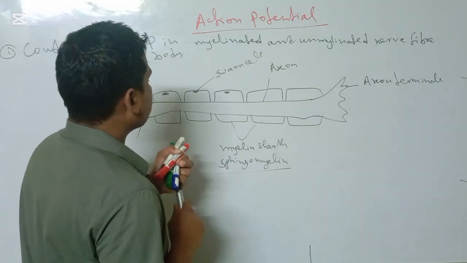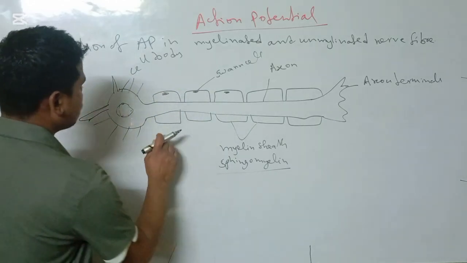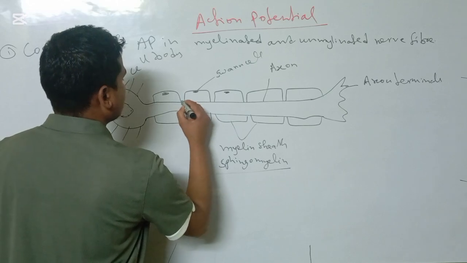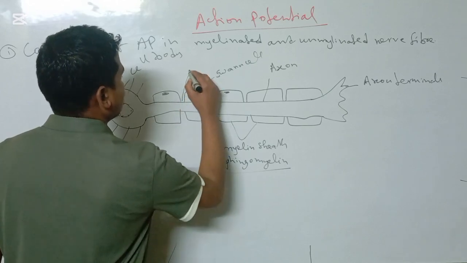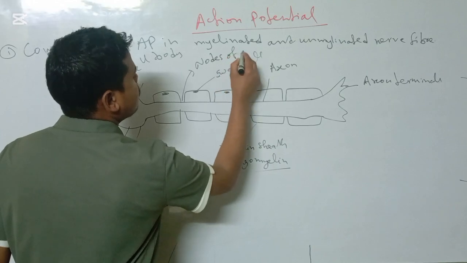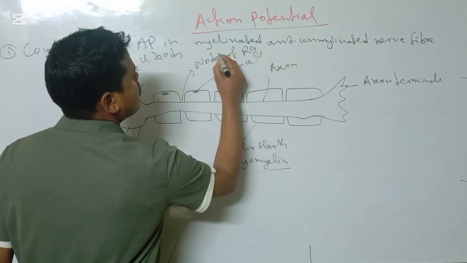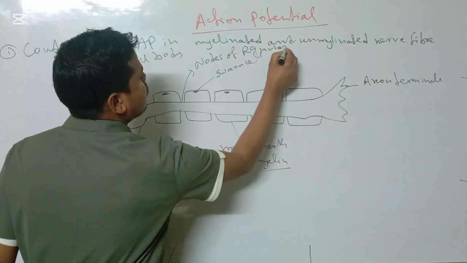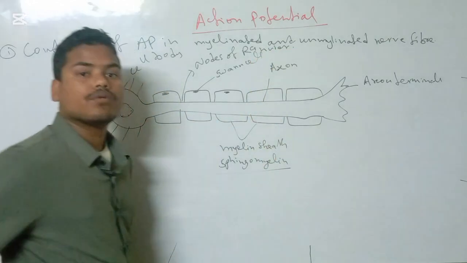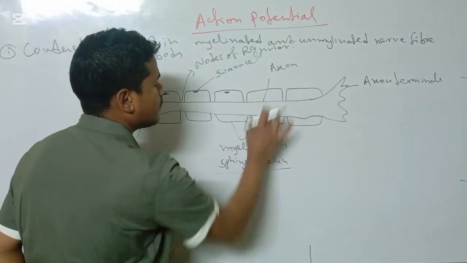So this myelination produces a typical feature, and this is your nodes of Ranvier. Through these nodes of Ranvier only, the sodium ions will get influxed.